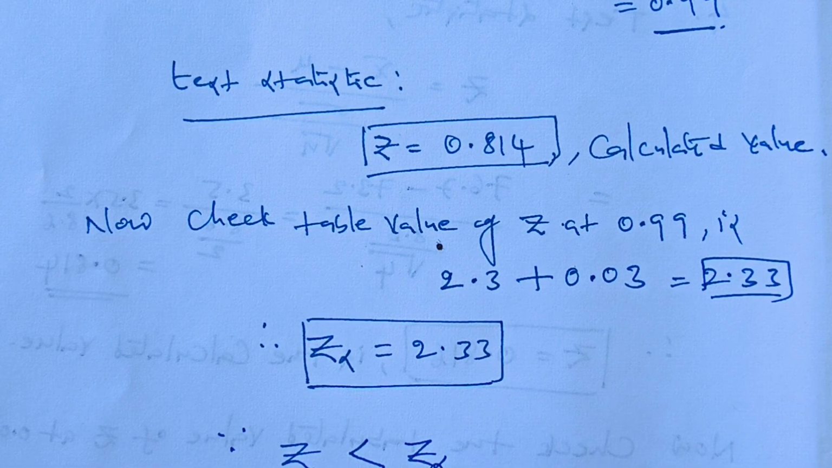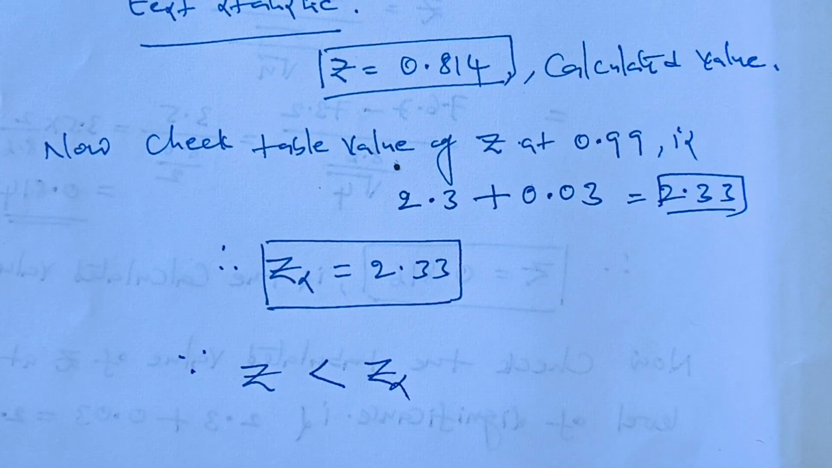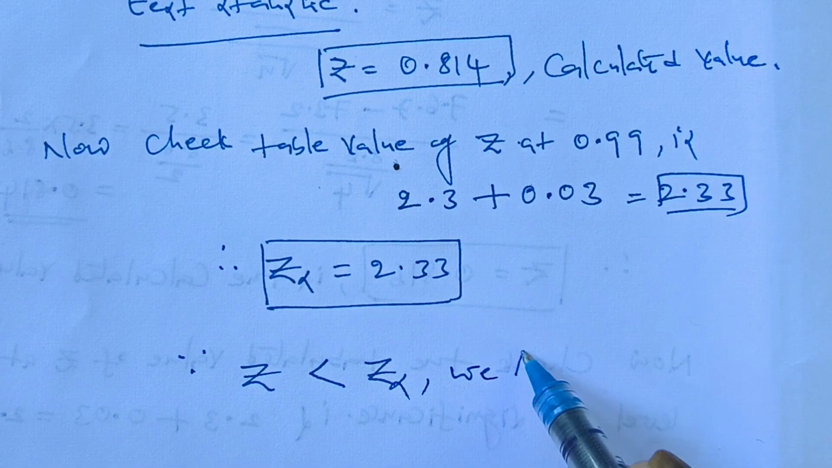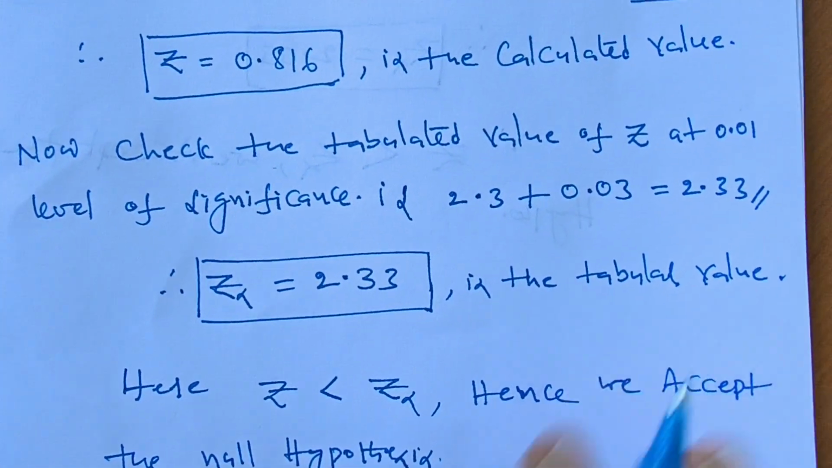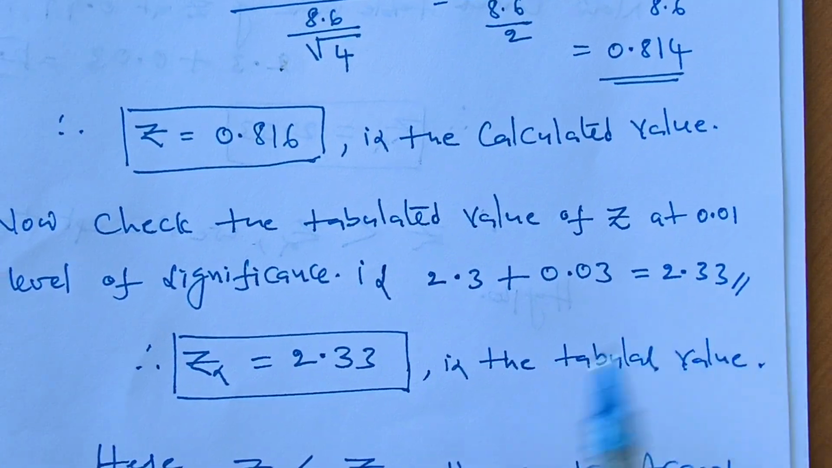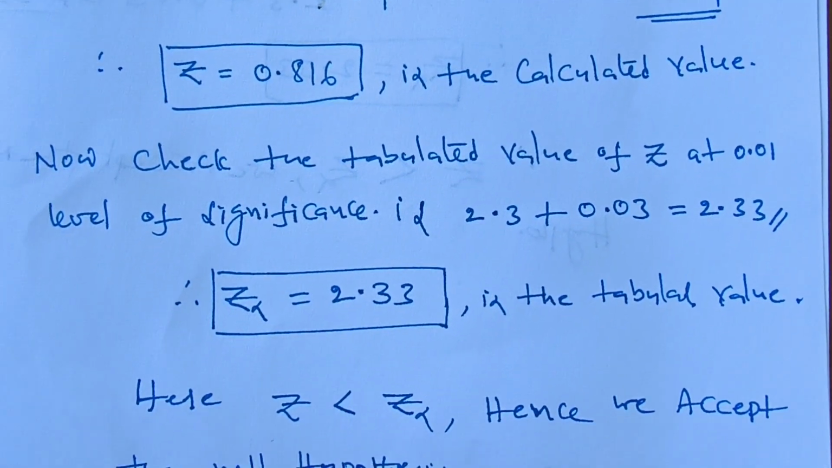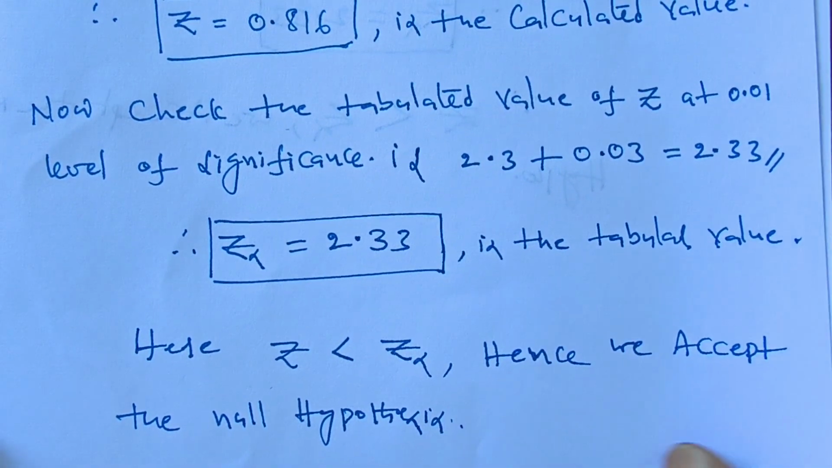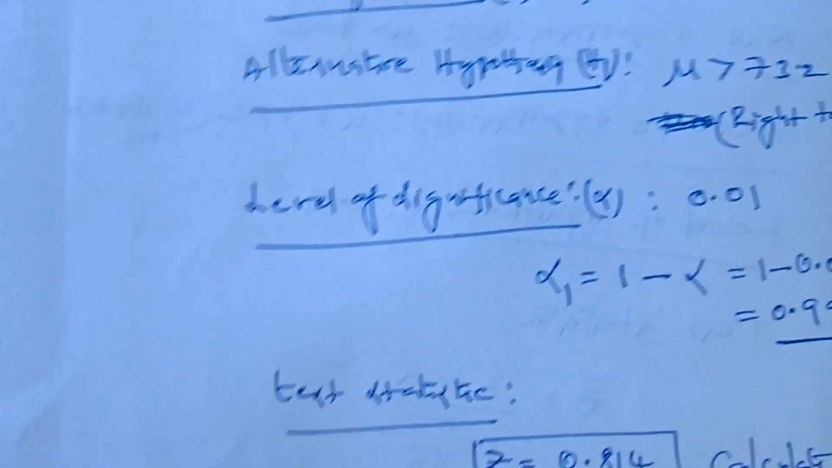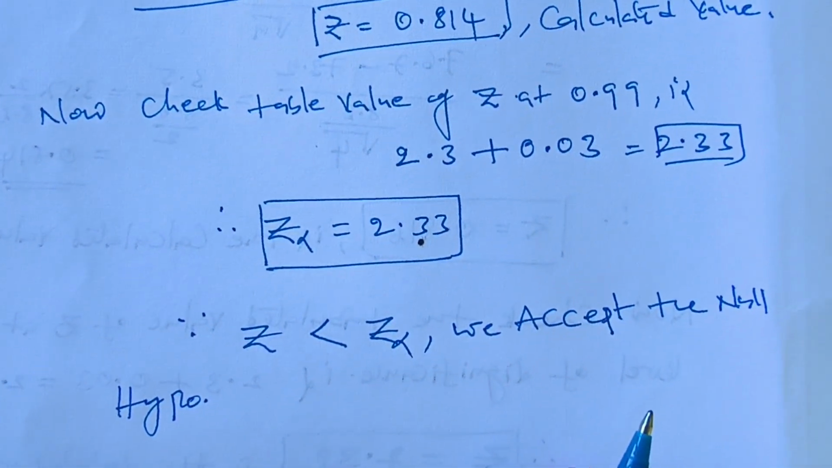So we observe z is less than z alpha. So the z value is less than the z alpha value. That's why we conclude that we accept the given null hypothesis. This is the same process as discussed above, but the only difference is the level of significance.